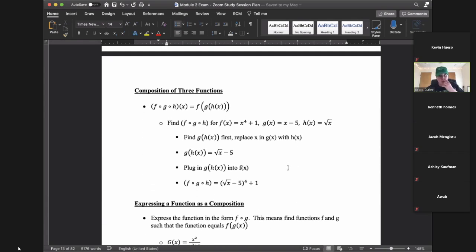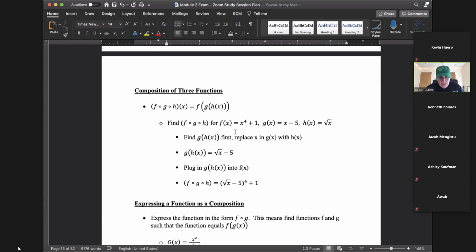Composition of three functions. So it's still the same principle here. When you have f of g of h of x, you basically want to find g of h of x first, because that's what it's asking you to do. It's asking you to do h of x, which you're given, and then you're going to do g of h of x, and then you're going to do f of g of h of x.